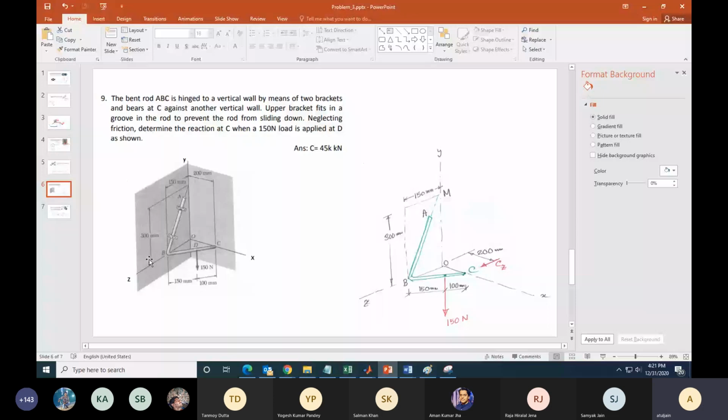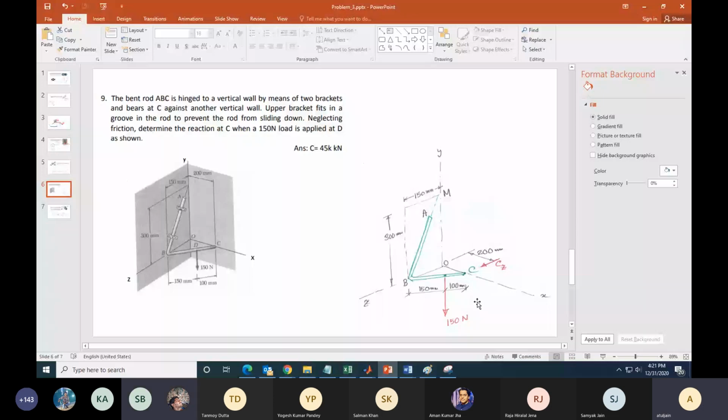Okay. Now, what I have done here is I have drawn the free body diagram, which is partial. Partial in the sense that I did not draw the reactions at the two brackets. And my hint is this much is enough to solve the problem. How will we solve this problem?